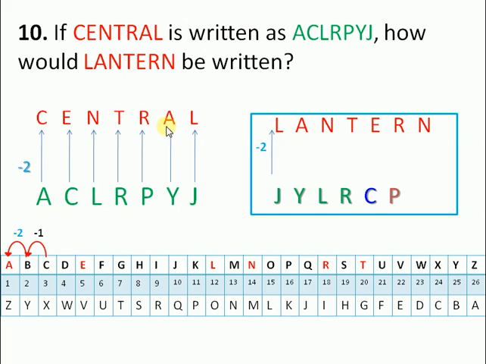In this way also we can find out the answer. Commonly available letters can be replaced. A, N, all these letters are already in CENTRAL, so that can be easily written. For the others, just apply the technique. So this is how we do the coding and decoding.